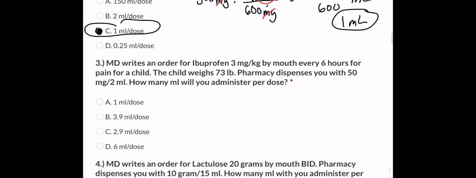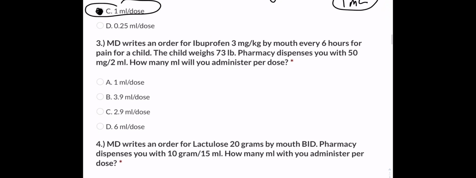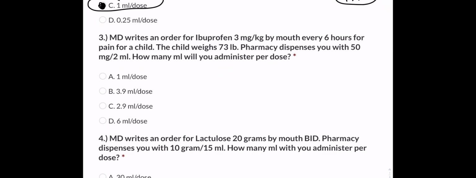Next question. MD writes an order for ibuprofen 3 milligrams per kilogram by mouth every 6 hours for a child. The child weighs 73 kilograms. Pharmacy dispenses you 50 milligrams per 2 mLs. How many mLs would you administer per dose? Now this is what I'm used to, working with children and with calculations with more than one step. So this problem has a couple steps in it, which is perfect.